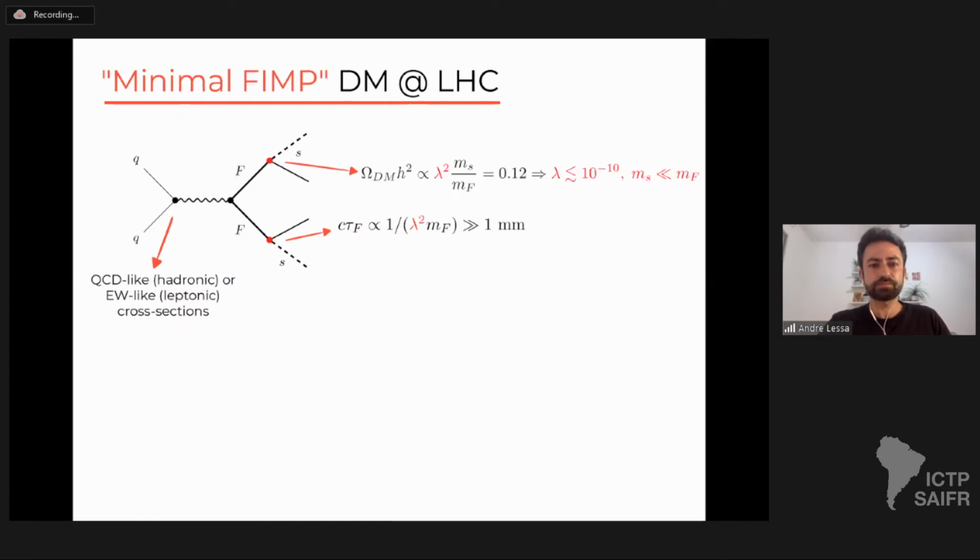And so let me start discussing this in the minimal scenario, the minimal FIMP scenario, where I'm really at the super small couplings, right? So the couplings are of the order of 10 to the minus 10, or something of this order of magnitude. And the dark matter mass also has to be very, very small compared to this mediator. And the mediator here could be lepton-like or quark-like. So the production cross-section at colliders could be hadronic or leptonic.